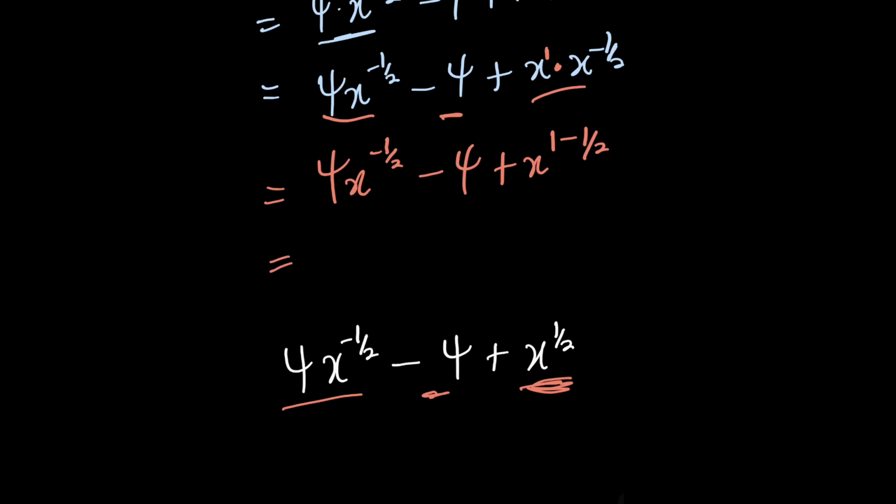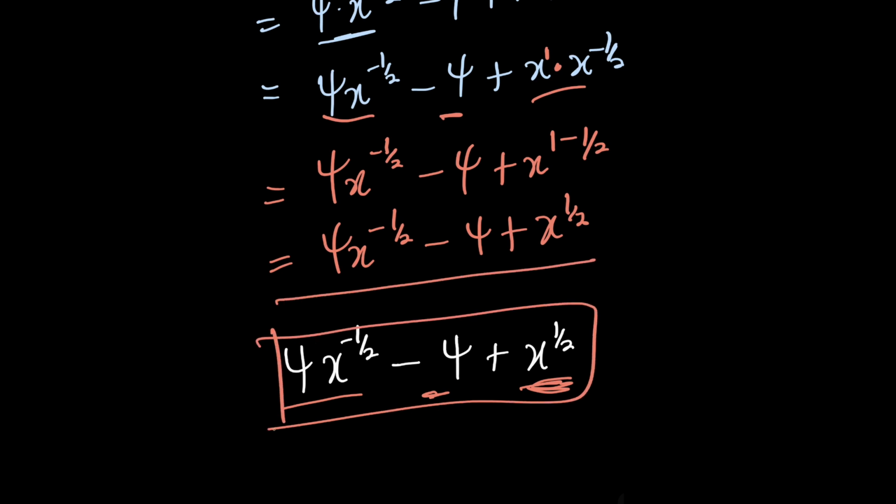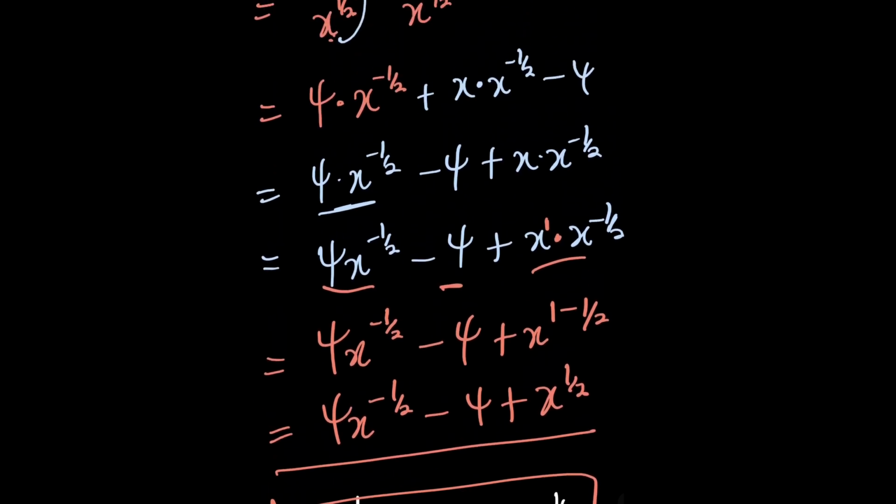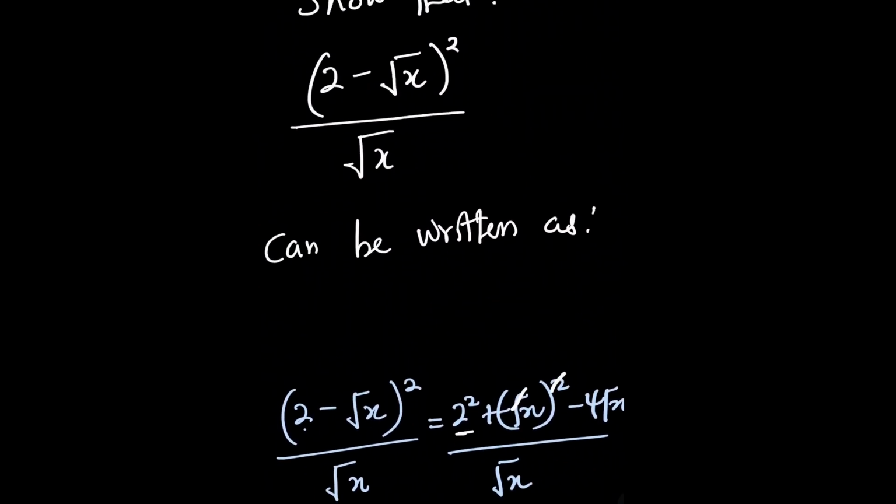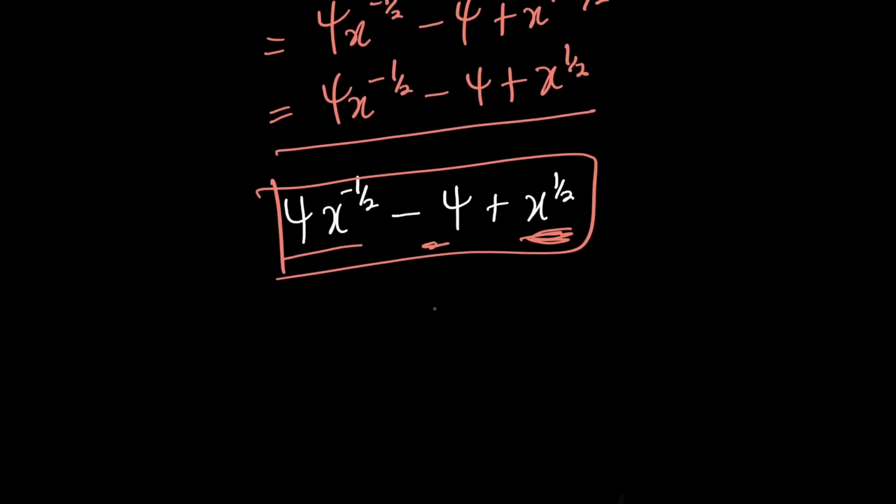Okay, so then it's going to be 4 times x raised to negative half minus 4 plus x to the power half. Oh yeah, okay, so meaning it is proved, right? Okay, so therefore we can express this complicated expression in the format which was given, so meaning we are right. So actually maths is not difficult if you follow the steps and the properties and the laws and the rules. You are going to get it.